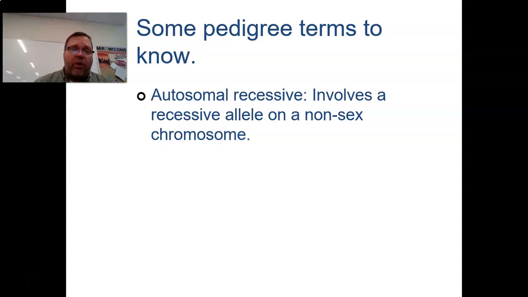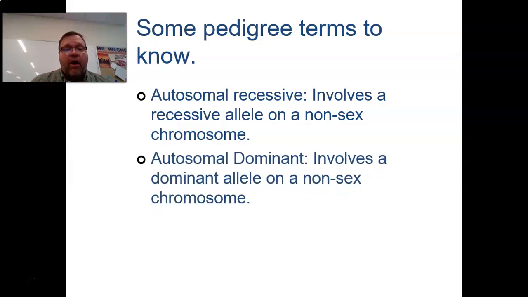Some pedigree terms to know. Autosomal recessive. This simply means it's non-sex chromosomes. It's not a sex-related issue. Autosomal simply means not sex-related. Recessive means the lowercase letter carries the disease. Autosomal dominant. Again, autosomal, non-sex chromosome. And dominant simply means that the capital letter carries the disease or the effect, whatever it might be.